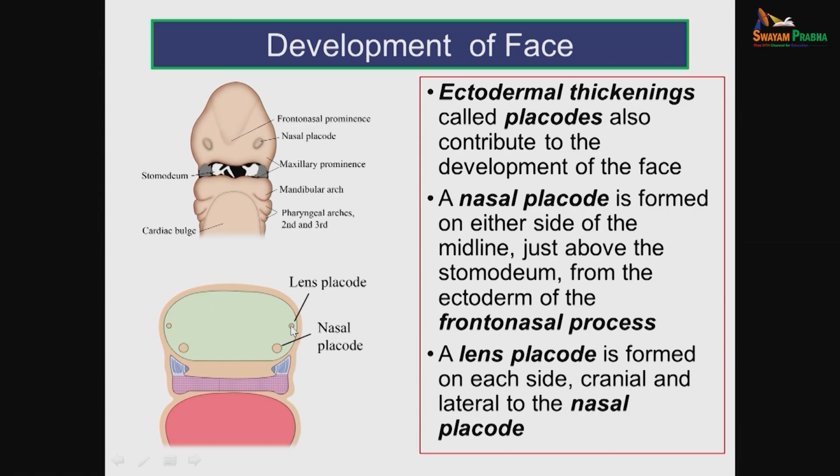Just cranial and lateral to it another placode is formed which is called lens placode. I will refer to this once we do a part of the development of eye along with the development of face and palate. So, now at this stage there are 2 placodes, one is the nasal placode, another one is the lens placode.